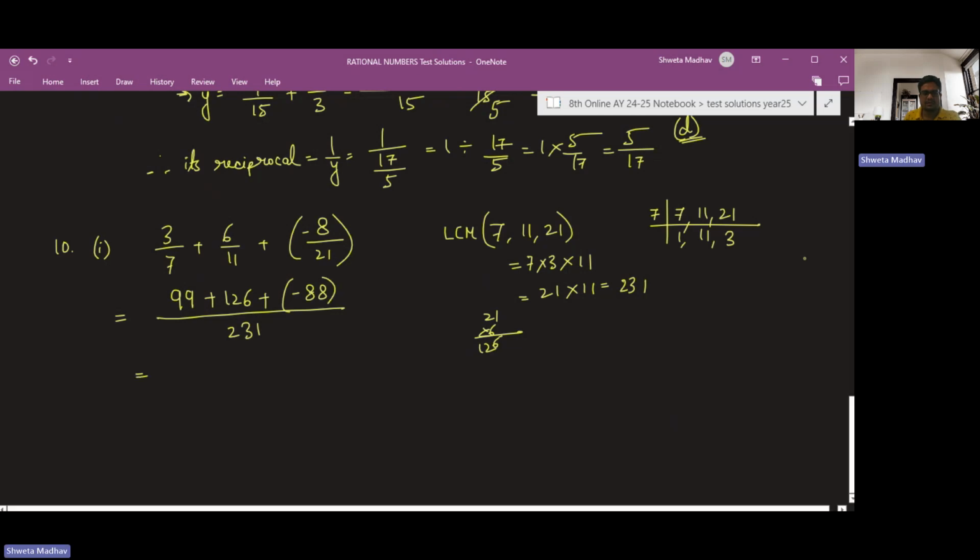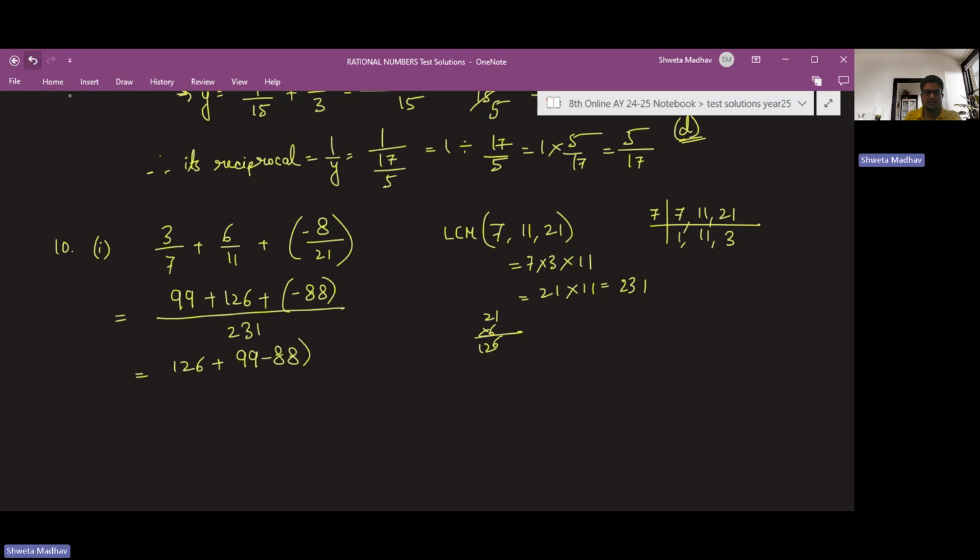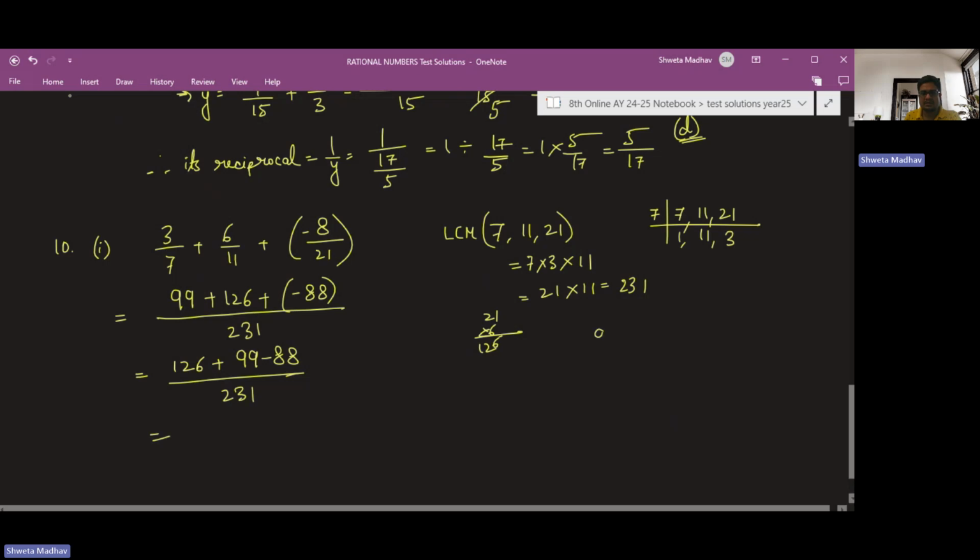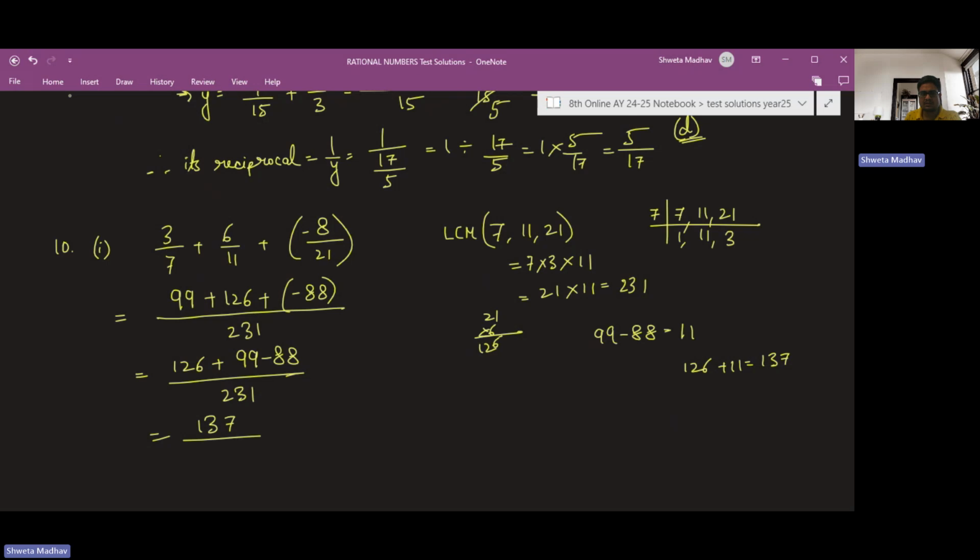So this means this will be 126 plus 99 minus 88, divided by 231. So 99 minus 88 is obviously equal to 11, and 126 plus 11 would be equal to 137. So the final answer is 137 by 231. So this is the required answer.